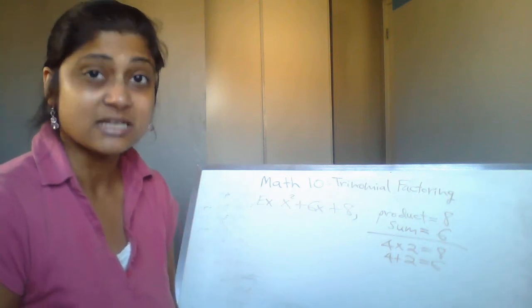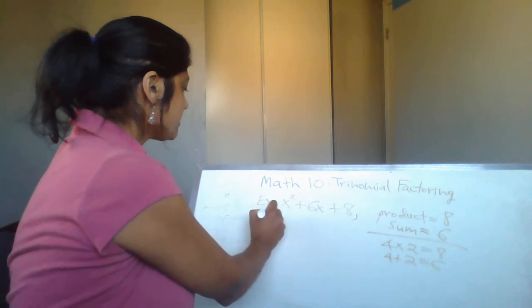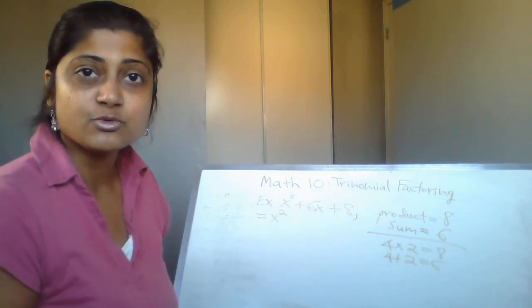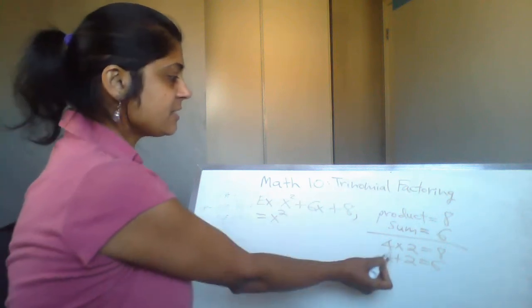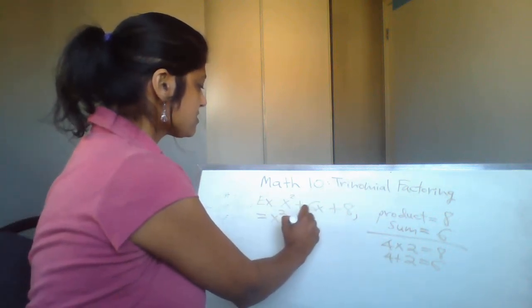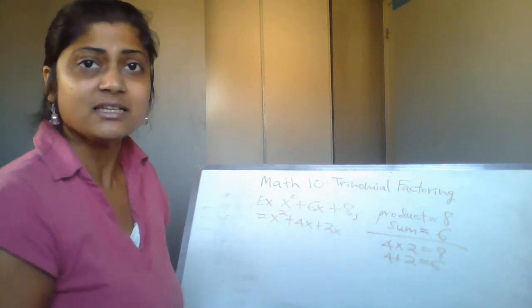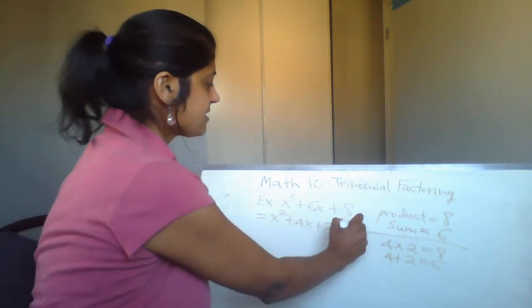So let's show our steps for this. We're going to keep the first term the same again, so x squared. Now I'm going to write out my two factors. My two factors are 4 and 2, so plus 4x plus 2x. And the last term is 8. We're going to keep that the same.